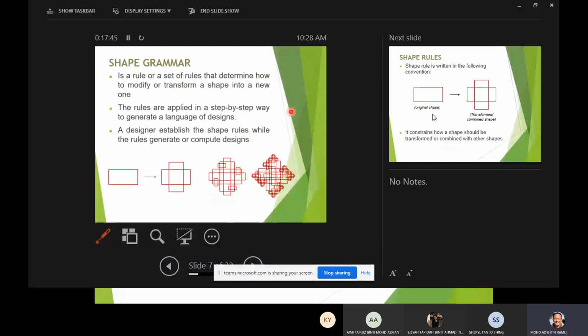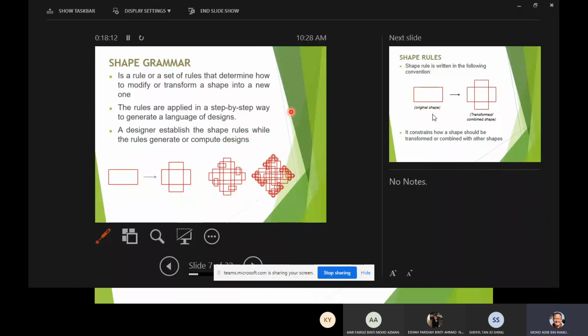Okay, so the definition of shape grammar is basically a rule or set of rules that determine how to modify or transform a shape into a new one. The rules are applied in a step-by-step way to generate a language of design. If you remember in the lecture last week and the video, I talk about the language of design, right?